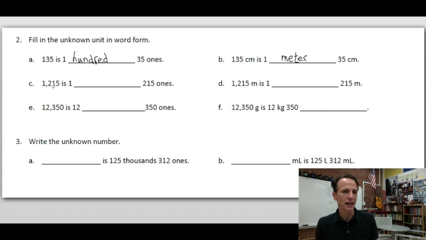So 1,215 is 1 what and 215 ones. Well, 1 is in the, right there, in the thousands place. So it's 1,000.